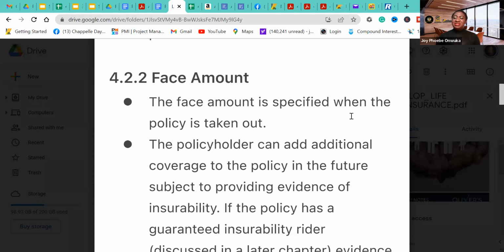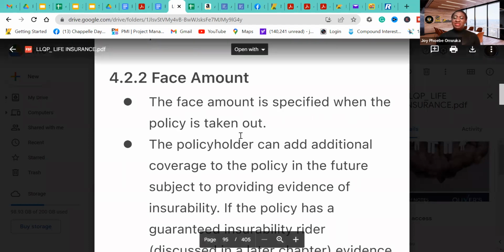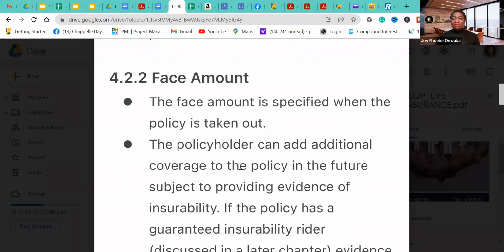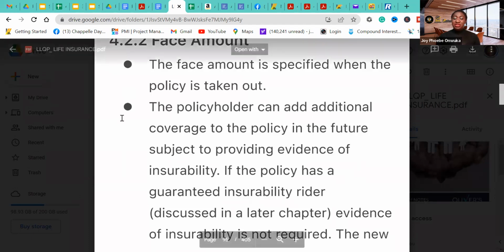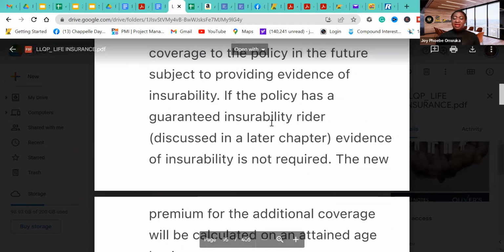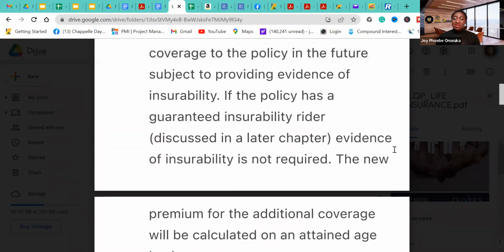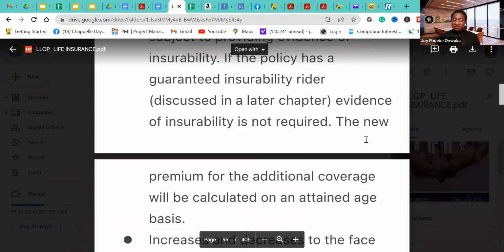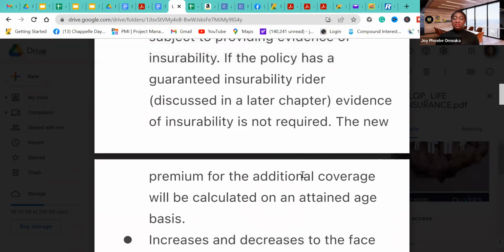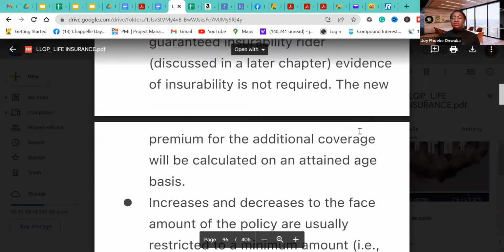The face amount is specified when the policy is taken out. The policyholder can add additional coverage to the policy in the future, subject to providing evidence of insurability. If the policy has a guaranteed insurability rider, which is discussed later in this chapter, evidence of insurability is not required. And the new premium for the additional coverage will be calculated on an attained age basis.